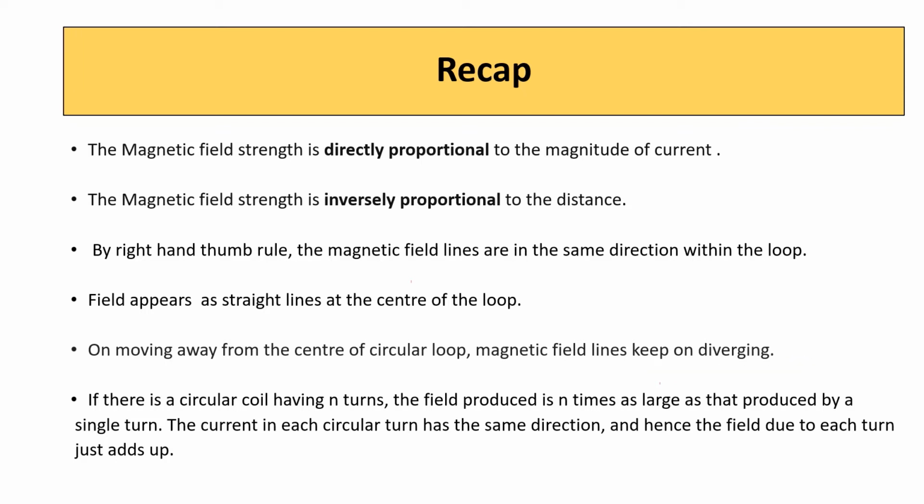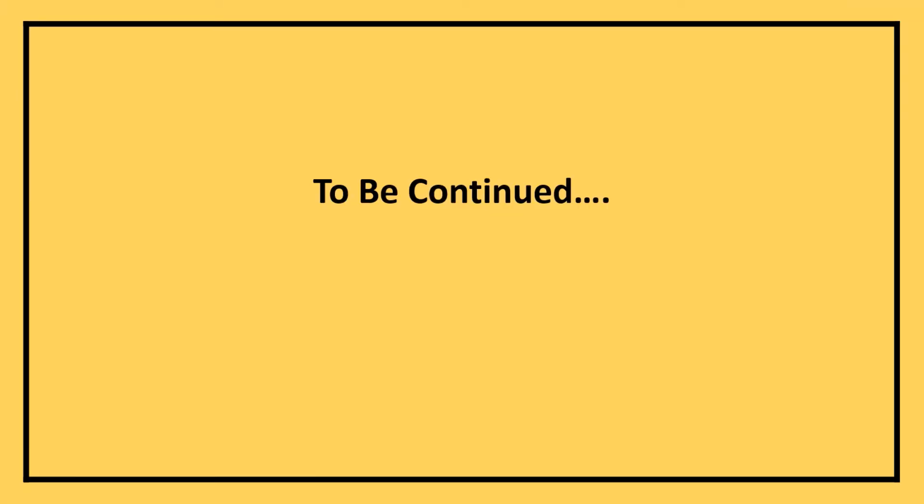If you have a circular coil of n turns, then the field produced is n times as large as that produced by a single turn. This is because the current in each circular turn has the same direction, and hence the field due to each turn just adds up. Hope you understood this session.